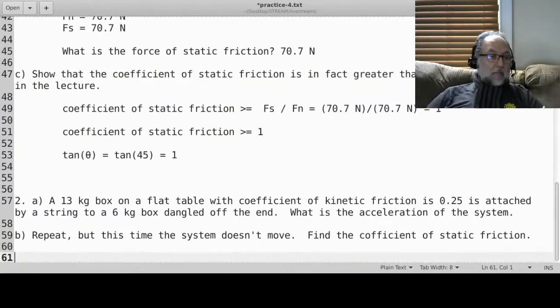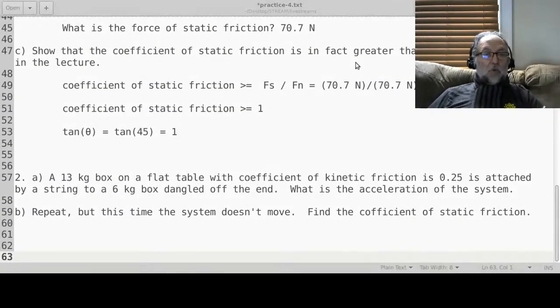Let's do our second question here. Okay, so now we're ready for the second question. This one is different because this is an example where we have two boxes, and the two boxes are actually connected by a string. So we're going to find the acceleration of the entire system. So what does it say?